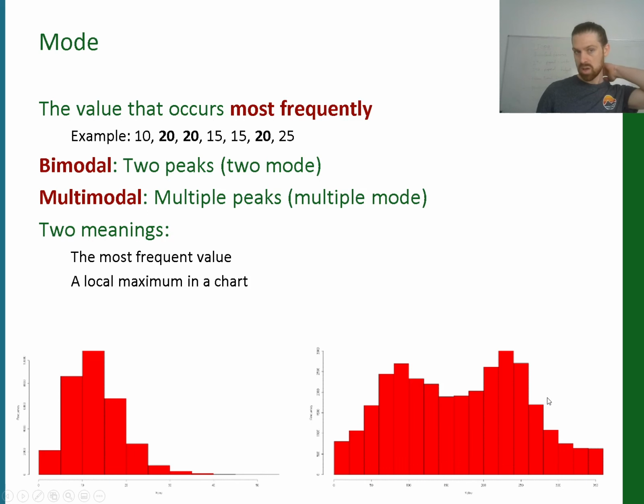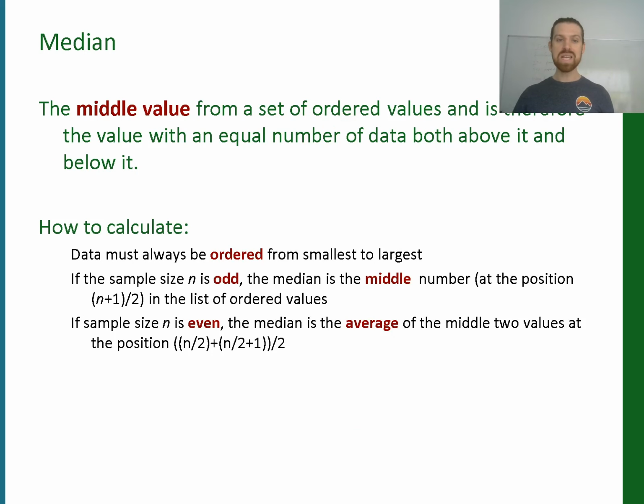Okay, great. So let's move on to the median value, which I'm sure you all will have heard of before. So this is essentially the middle value within a set of ordered values. And therefore it's the value with an equal number of data both above it and below it. Okay, so I think of this as the 50th percentile point, and that means you've got 50% of the data above essentially and 50% of the data below. And that's quite different to the mean, as well. I'll show you shortly.